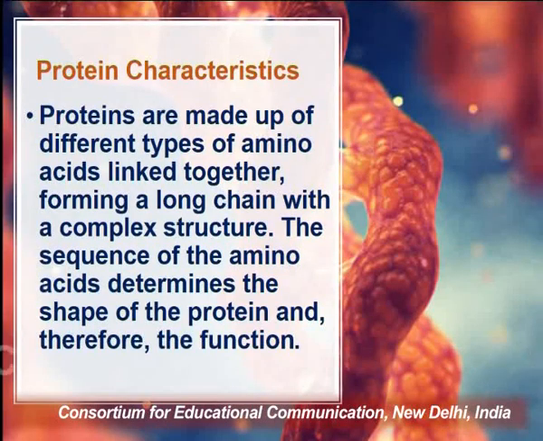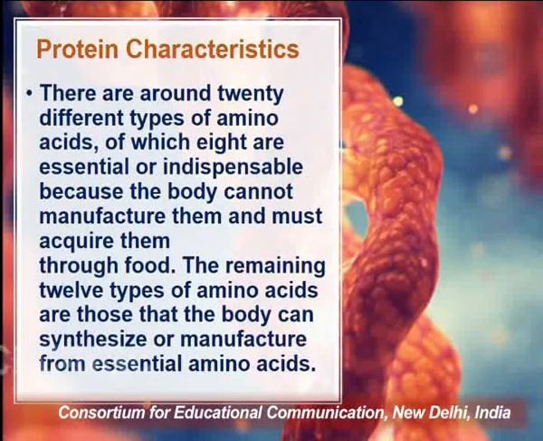So, let us see the characteristics of protein. Proteins are made up of different types of amino acids linked together, forming a long chain with a complex structure. The sequence of the amino acids determines the shape of the protein and therefore the function. There are around 20 different types of amino acids of which 8 are essential or indispensable because the body cannot manufacture them and must acquire them through food. The remaining 12 types of amino acids are those that the body can synthesize or manufacture from essential amino acids.